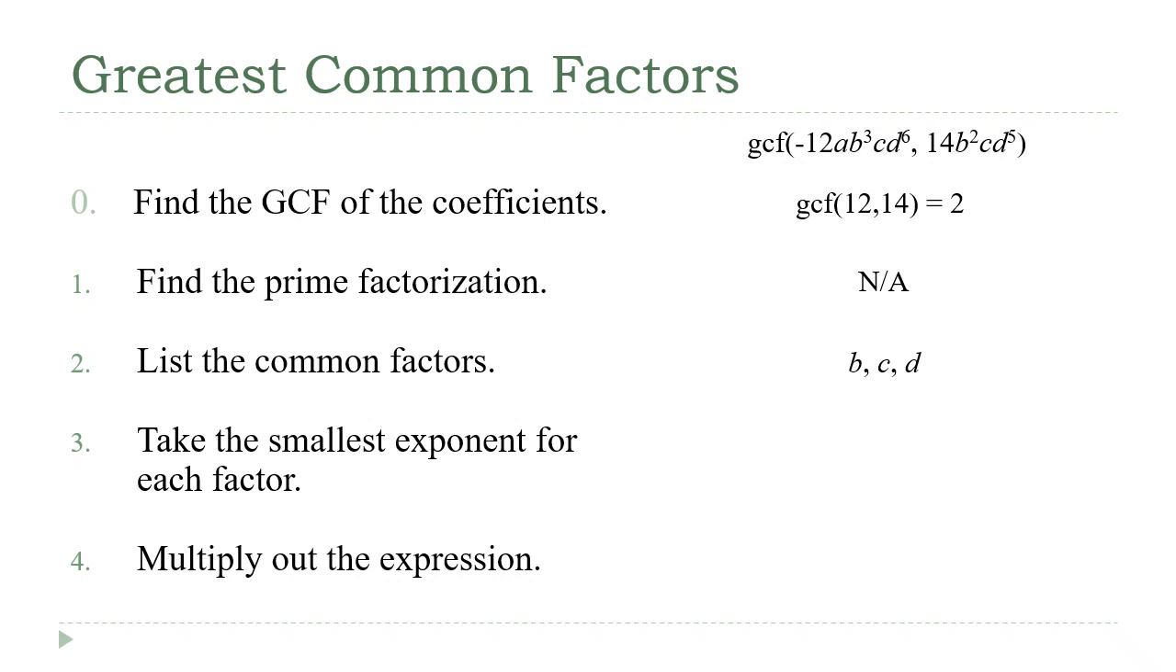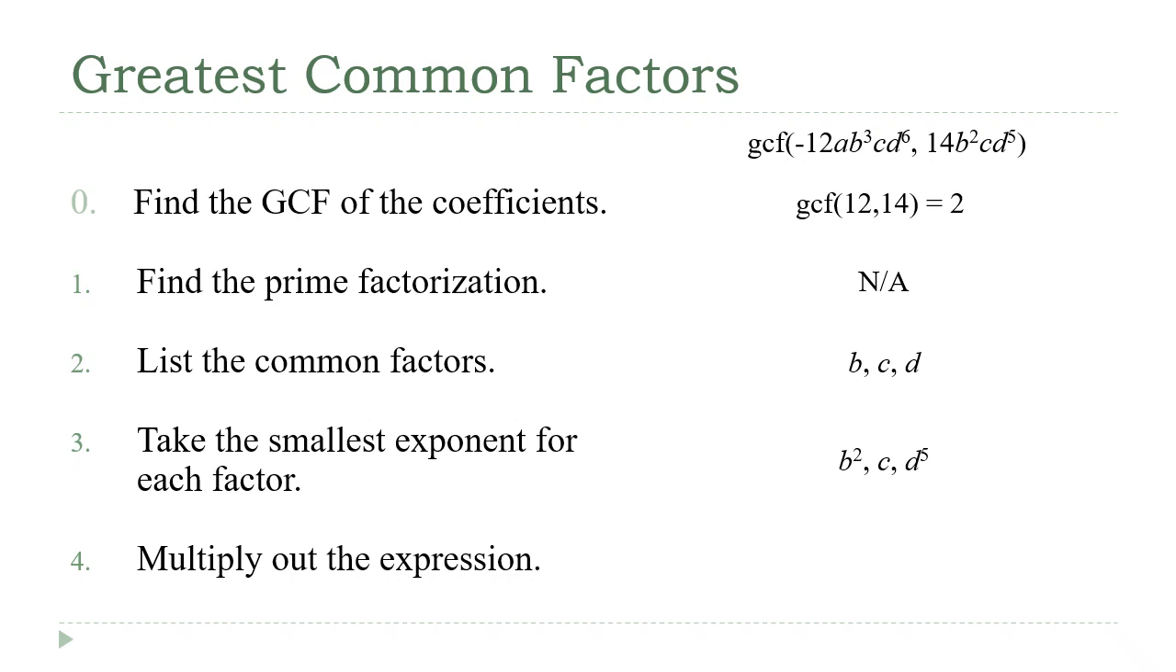All right, then I'm going to give each one of those their smallest exponent from the original expression. The smallest exponent on the b's is a 2. The c's, neither of them have a written exponent. It's going to be 1 for both of them. And the smallest exponent on the d's, that's choosing between 5 and 6, so it's going to be the 5.